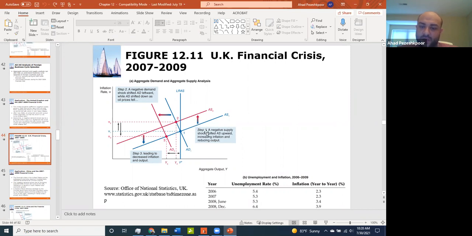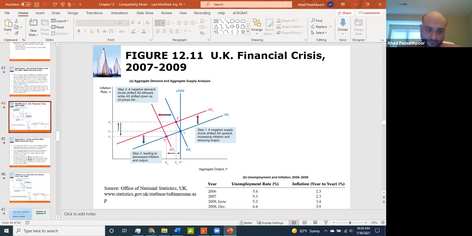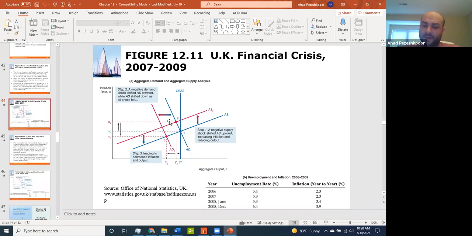A negative supply shock shifted aggregate supply leftward, increasing inflation and reducing output. This caused a negative demand shock. As well, it was caused by the Great Recession, which shifted the aggregate demand curve leftward, while aggregate supply shifted down as oil prices fell. This led to a decrease in inflation and output. So this is the same thing that happened in the United States, happened in the United Kingdom.